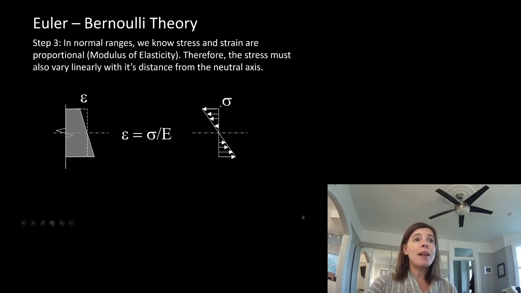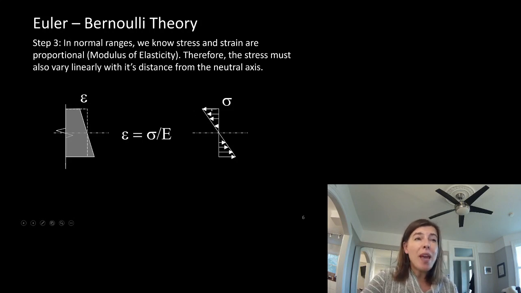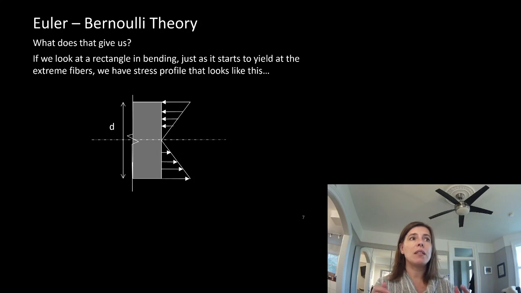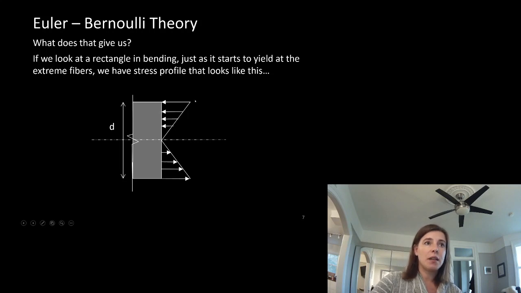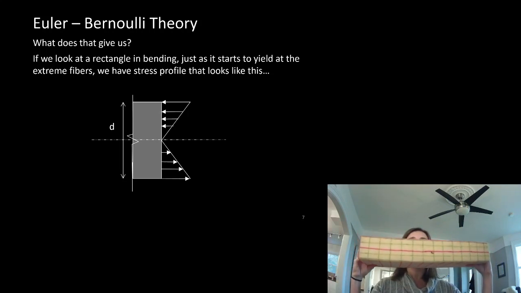So this stress here, being our yield stress, if we hit our yield stress right here and right here, where it'll hit the extreme fibers first, that's what we really start to care about. So that means that if we have a rectangle in bending and it starts to yield at the extreme fibers, we have a stress strain profile that looks like this, where this is half of the depth and this is half of the depth. Don't forget that this is looking at this side on. We still have our dimension B here, we're just not looking at it.